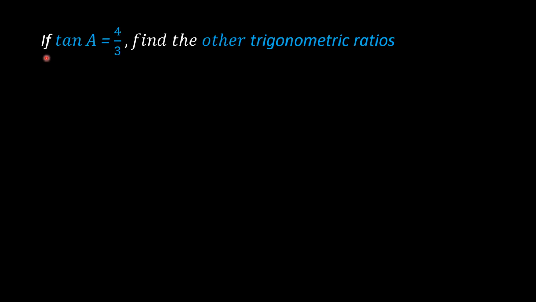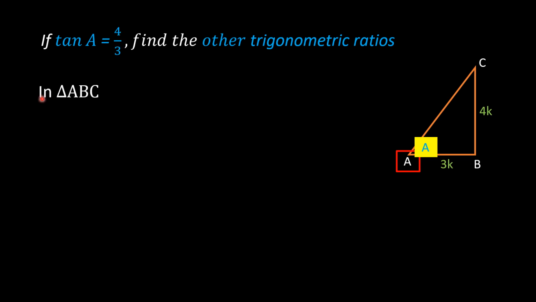We will solve problems based on trigonometric ratios. If tan A equals 4 divided by 3, find the other trigonometric ratios. Let us draw a right triangle ABC. Tan A equals 4 divided by 3, and tan A is opposite side divided by adjacent side. So we write in triangle ABC, BC equals 4K and AB equals 3K, where K is a common multiple.